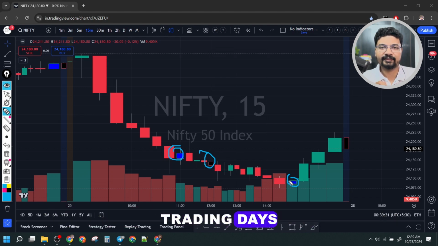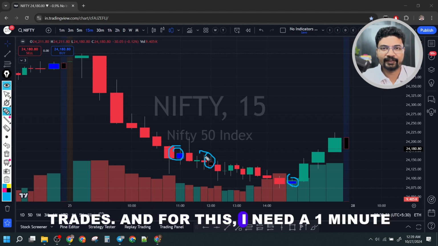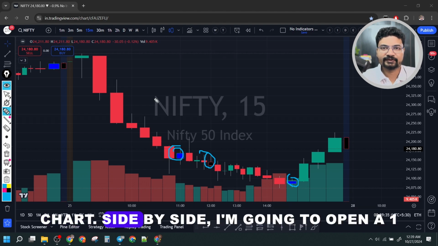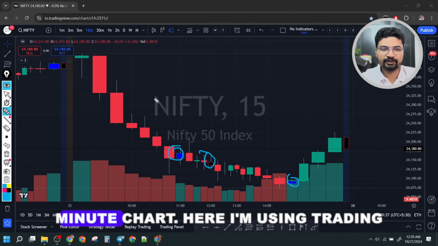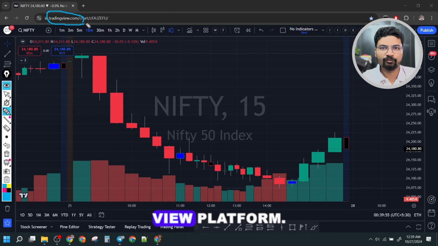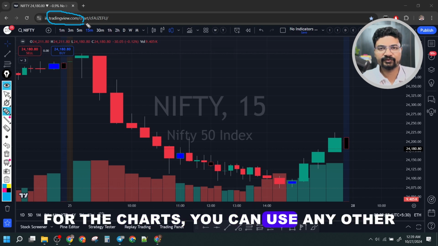Let's see how we can trade these candles and whether these trades are profitable or not, just the previous trading day's trades. For this, I need a 1 minute chart side by side. I am going to open a 1 minute chart. Here I am using the TradingView platform. For the charts, you can use any other platform.